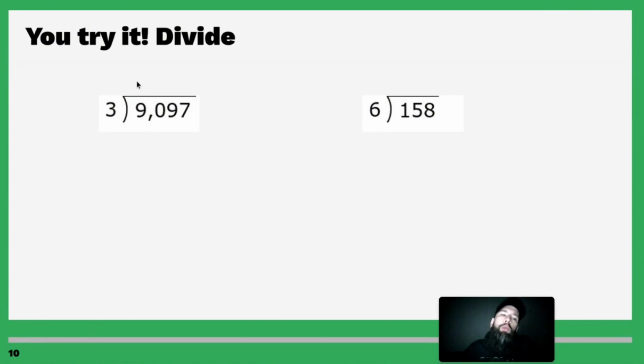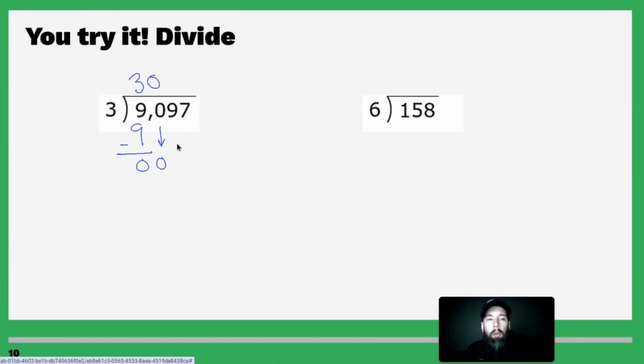3 goes into 9 3 times. 3 times 3 is 9. Subtract them. 9 minus 9 is 0. Drop down the 0. 3 goes into 0 0 times. Drop down the 9. 3 goes into 9 3 times. 3 times 3 is 9. Subtract. 9 minus 9 is 0.